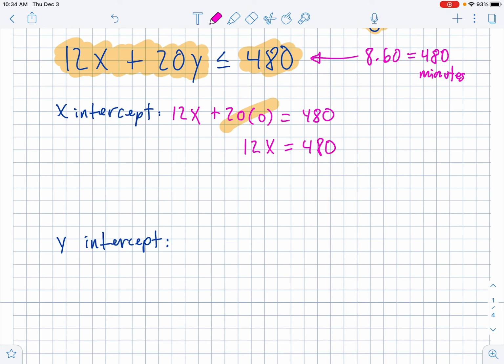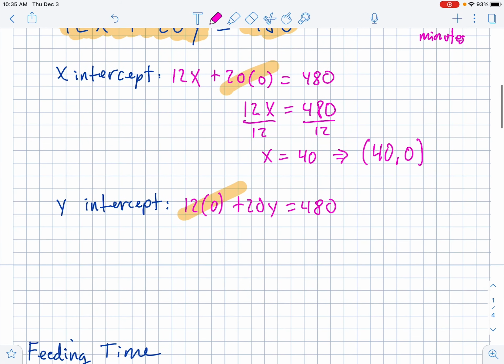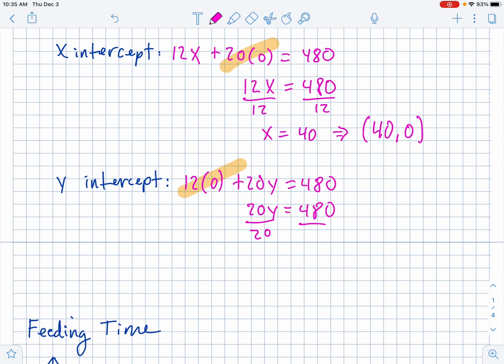So the x-intercept is (40, 0). If you want to think about that in terms of the problem, if Carlos chose to only feed the cats, he could feed up to 40 cats with his 480 minutes. For the y-intercept, we're going to make the x value 0 and solve for y. Once again, the 0 gets rid of that whole part, and we just get 20y is equal to 480. Divide both sides by 20. Y is going to be 24. Which means the y-intercept is 24.